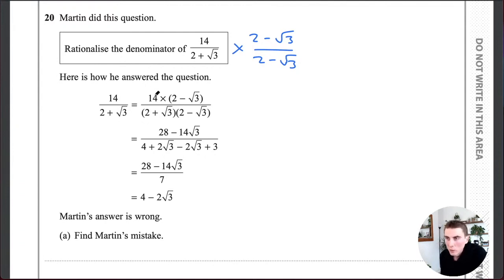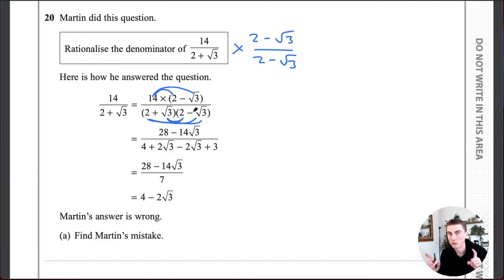Second line, 14 times 2 is 28, that's good. 14 times negative root 3 is minus 14 root 3, that's good. Down here, 2 times 2 is 4, that's good. Then he's actually done it the other way around, he's done these two next. So he's done root 3 times 2 is 2 root 3. And then he's done 2 times minus root 3 to get minus 2 root 3. That's also fine. And then he's done root 3 times minus root 3.